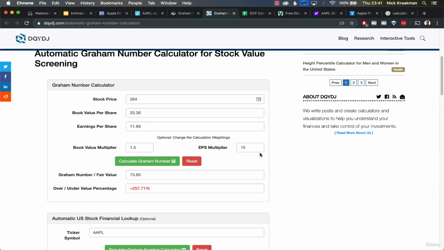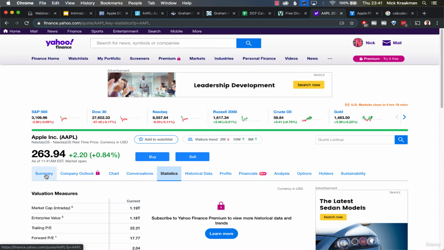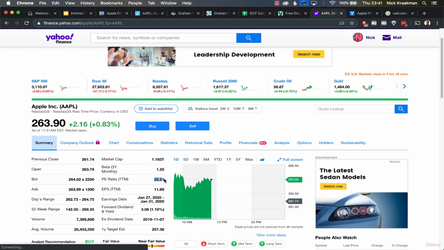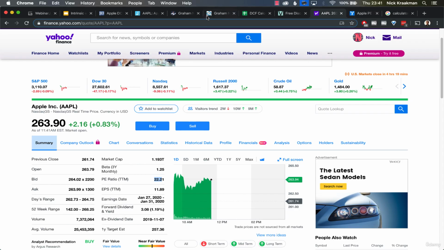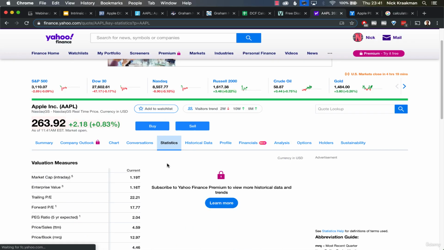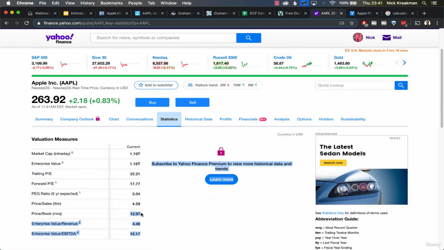This model is based on the assumption that the price to earnings ratio should never be higher than 15. But for Apple at the moment, if we look at Apple's summary, we see the current price earnings ratio is 22.2. So that is way higher than the model thinks is good. And the book value multiplier is 1.5. So if we look at Apple's price to book at the moment, it's almost 13. So yeah, of course this model is not going to say that this stock is cheap.